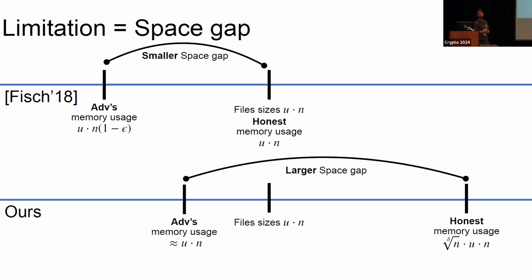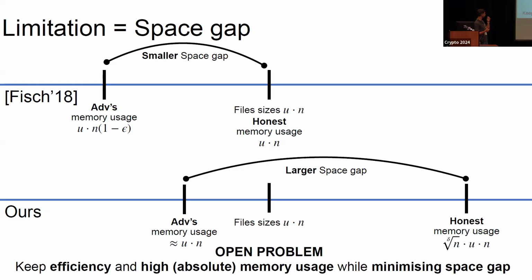So an open problem is essentially to take the best of the two constructions, so having something that is efficient, so sublinear, as in both constructions, but with a higher absolute memory usage like our construction, and also at the same time a minimized space gap as the one of Fish. And yeah, that's the end of my presentation. Thank you.